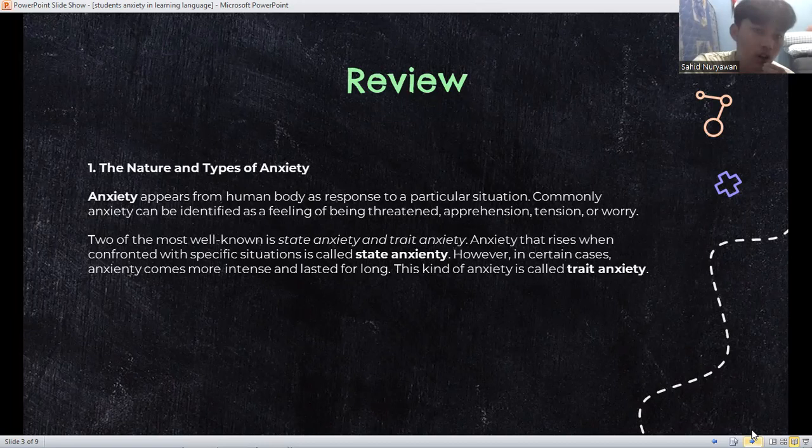Two of the most well-known are state anxiety and trait anxiety. Anxiety that arises when confronted with a specific situation is called state anxiety. However, in certain cases, anxiety becomes more intense and lasts for a long time. This kind of anxiety is called trait anxiety. According to Ormrod, state anxiety is a temporary feeling of anxiety elicited by a threatening situation, and trait anxiety is a pattern of responding with anxiety even in non-threatening situations.